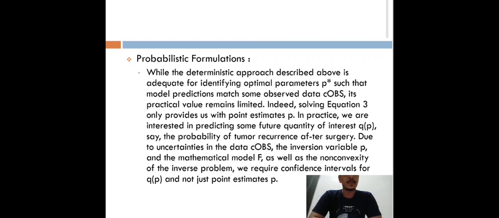Say, the probability of tumor recurrence after surgery, due to uncertainties in the data, the inversion variable p, and the mathematical model f, as well as the non-uniqueness of the inverse problem. We require a confidence interval for q and not just a point estimate.